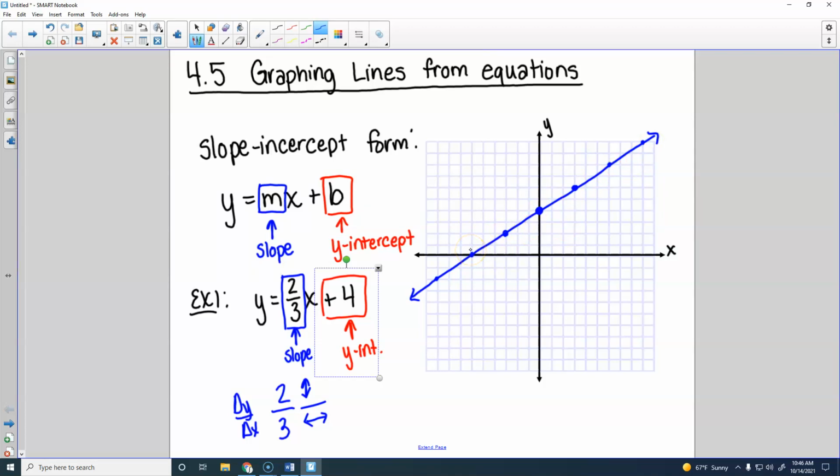Make sure if your line has a positive slope that it looks like it's increasing. If it's not, you've done something wrong. Okay? All right, questions? All right, let's do a couple more.